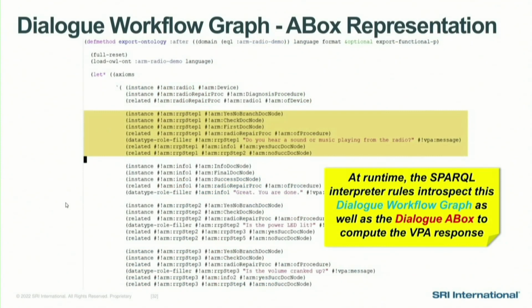Now, in terms of modeling, the customer would then use Lisp instance and related macros to basically construct the graph to create the labeled nodes and edges as shown here. But of course, it's also conceivable that we would have developed a graphical editor to support this. At runtime, this dialog workflow graph is now interpreted by a set of Sparkle workflow graph interpreter rules that we had defined. There's also still the dialog A-box in addition, so two graphs are now being traversed and updated during the dialog by these interpreter rules. But this is invisible to the customer.